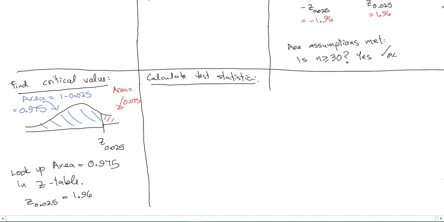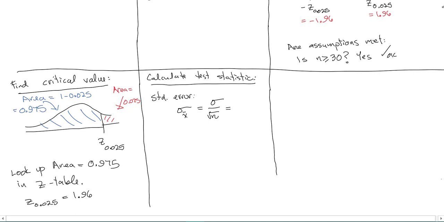Okay, so what you want to remember on your test statistic is that you subtract what you're comparing and divide by the standard error. So let's figure out our standard error. This is the standard error of the sampling distribution of the sample means, the set of all possible sample means. It's the standard deviation of that set, sigma divided by the square root of n.